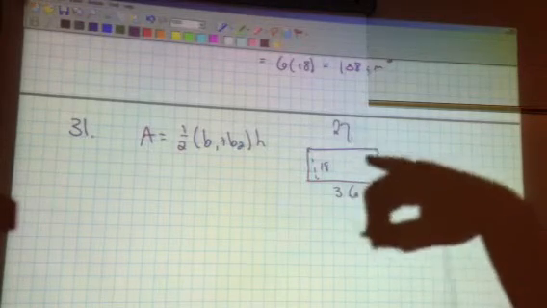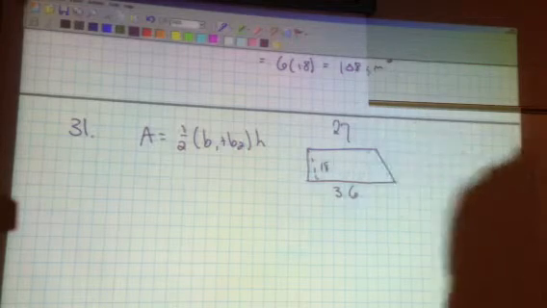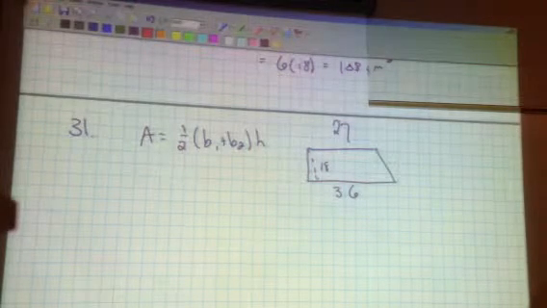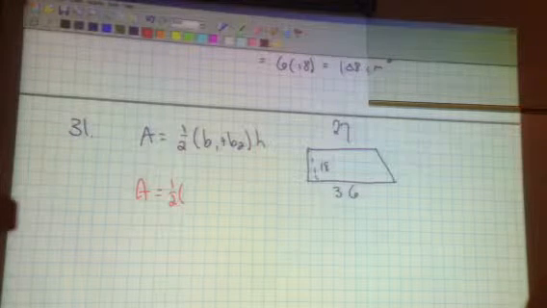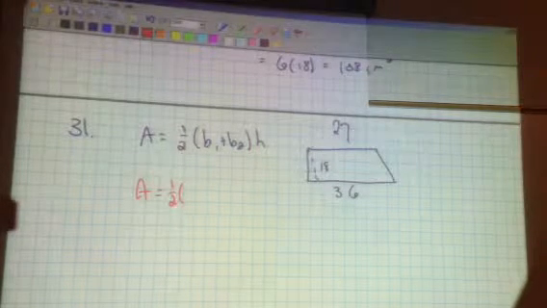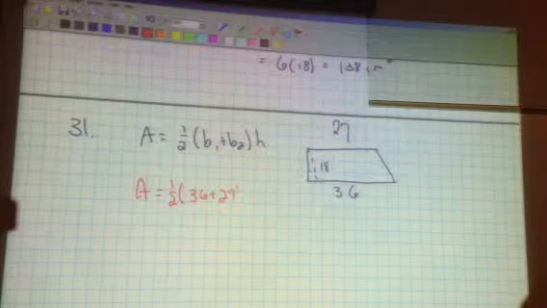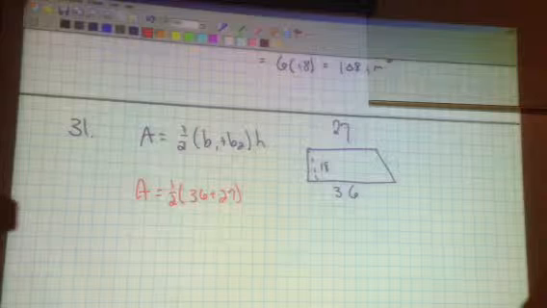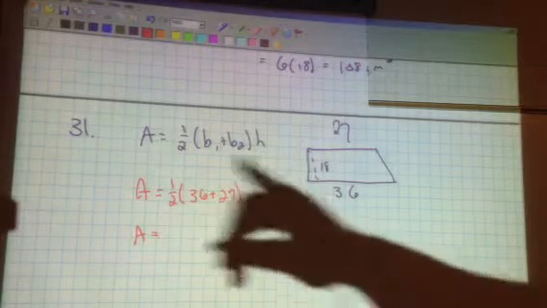27 and 36, those are my bases because that's the one set of parallel sides. My height is 18. And so really, in this problem, it's just a plug and chug. One half of, I'm going to do the height. Actually, let me plug in b1 and b2. So it's 36 plus 27 times the height, which is 18 in this problem. So now we go ahead and just put this all in your calculator.